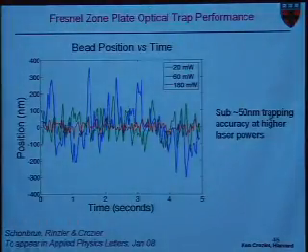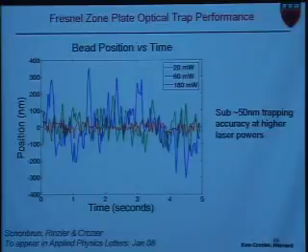So how well do these work? To look at that, we look at the position as a function of time.